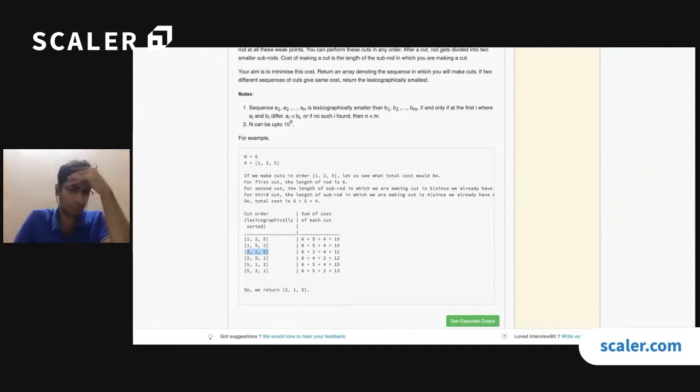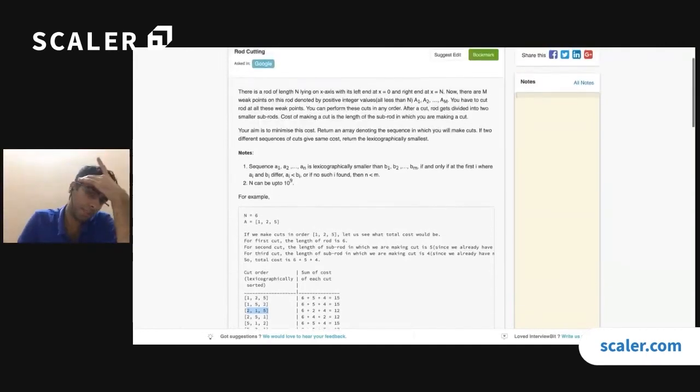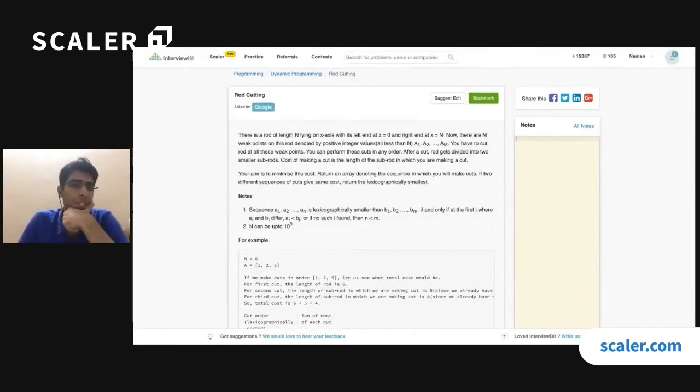That can be a possible thing, but let me say, what is the value of this n? Okay, n can be up to 10 to the power 9. So basically, we can't create a 10 to the power 9 DP table anyways. So we have to do something in terms of m.